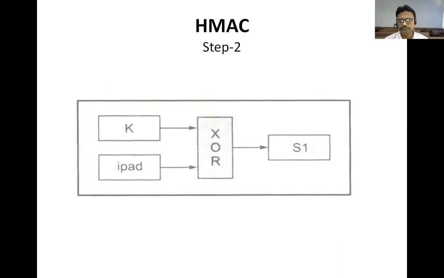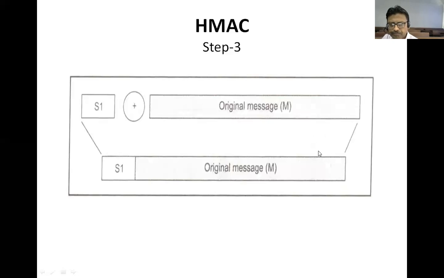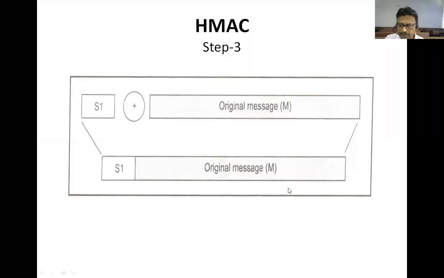Once we are able to do it, we calculate the value of S1, and this value of S1 is calculated with the K, that is the key, and the IPAD, and these values are XORed, and it becomes S1. Now, whatever the size of K is, suppose it is 32-bit, IPAD will also be 32-bit. So these two are XORed to get the value of S1. And this S1 is appended with the original message, so the message becomes S1 plus the original message. In abstracted form, it will look like this.